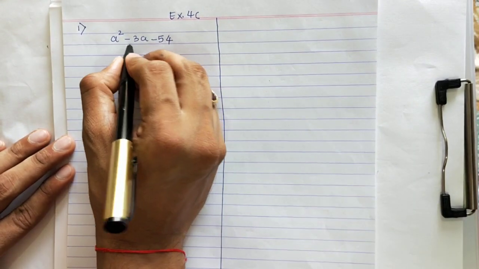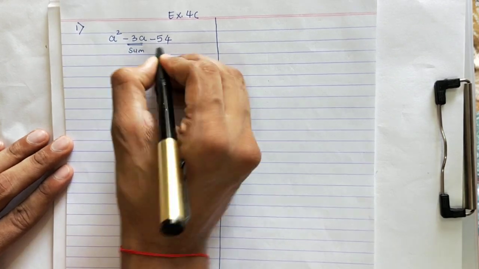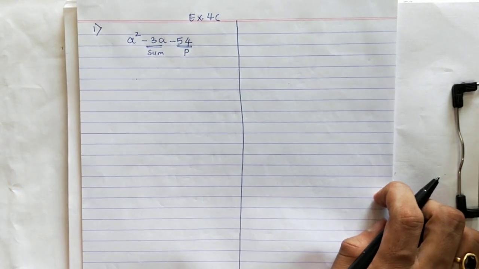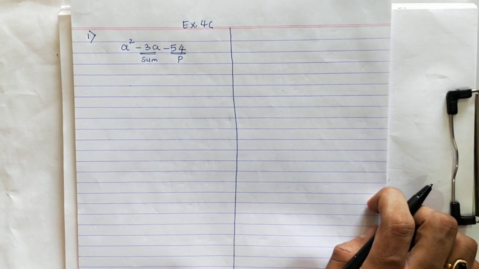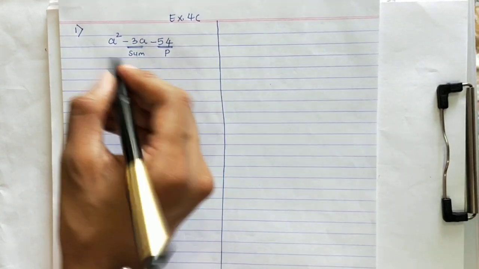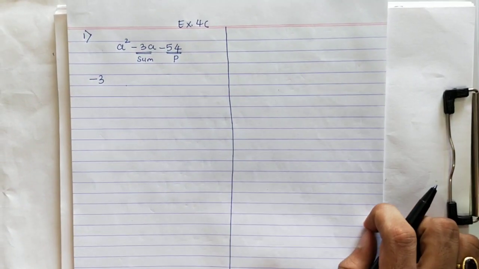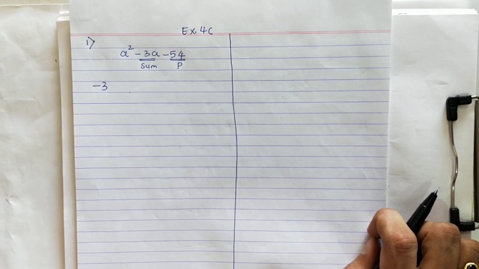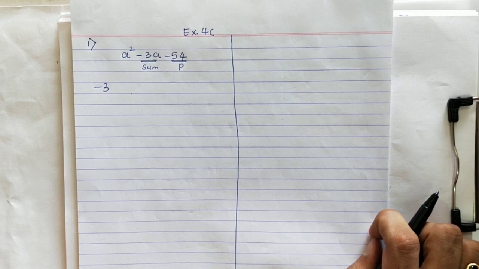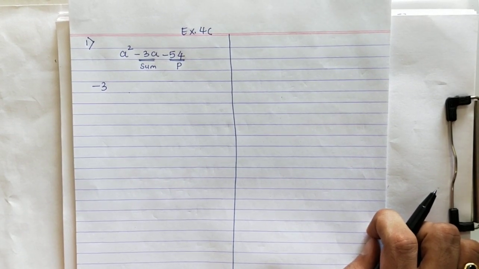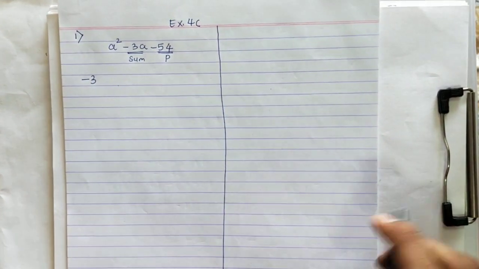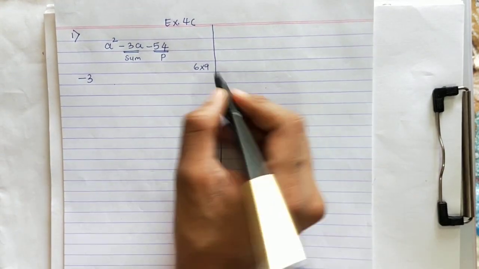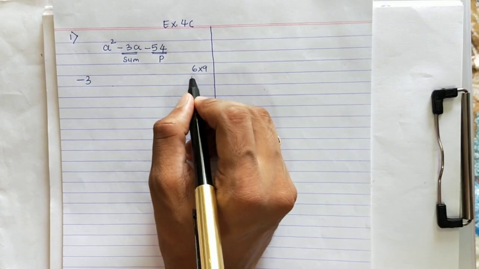I told you this middle term should be the sum, this final term should be the product, correct? Now I have to split minus 3. Okay, this is a negative number, see, minus 3. I have to split minus 3 in such a way that when I multiply the two numbers, I should get 54, correct? So how can I get 54? The most common way to get 54, if you do some trial and error, see, 54 is 6 into 9. 6 nines are 54, correct? So these are the two numbers.